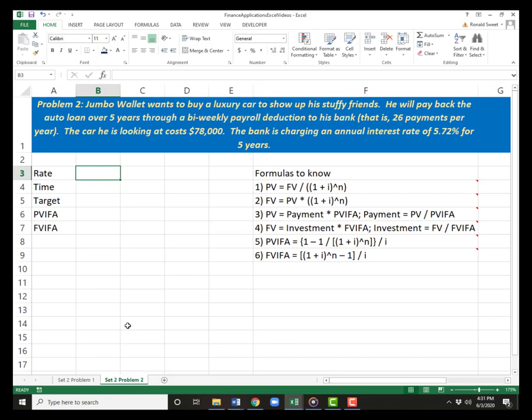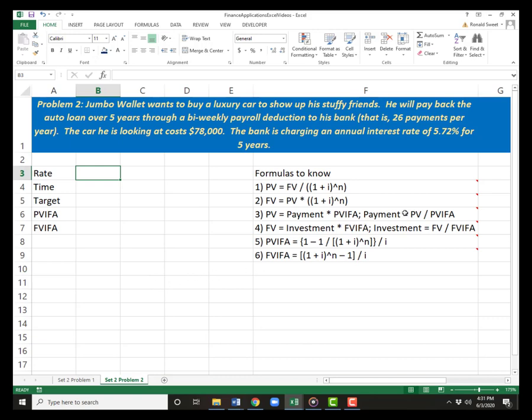Our beginning balance, remember when we're doing a future value problem, our beginning balance is 0. Here we're doing a present value problem, so our beginning balance is, we'll actually do equal and go up and find that target. How much are we borrowing? Here we're going to borrow $78,000. I'm going to give it 2 decimal places. And we're going to try to get that balance down to 0. What's our payment going to be?